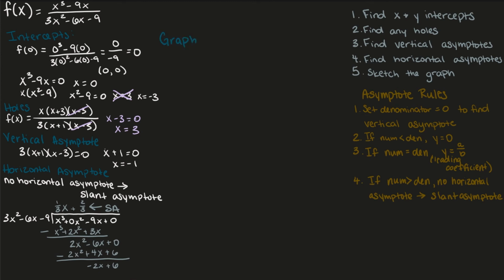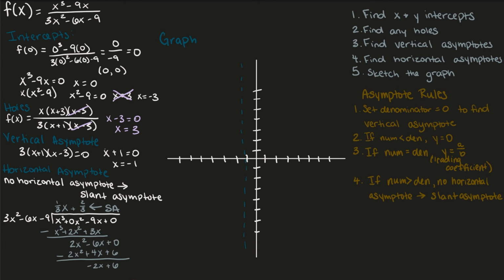Now let's graph. So we have our vertical asymptote at x equals negative 1 and our slant asymptote at the line 1/3 x plus 2/3. We call it a slant asymptote because it moves on a slant. So that looks like this.